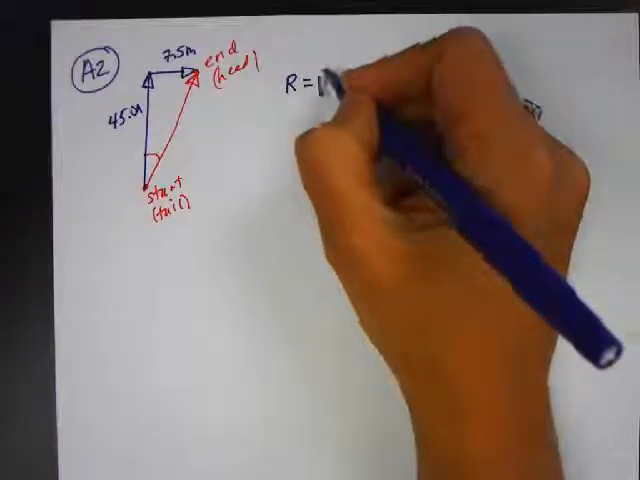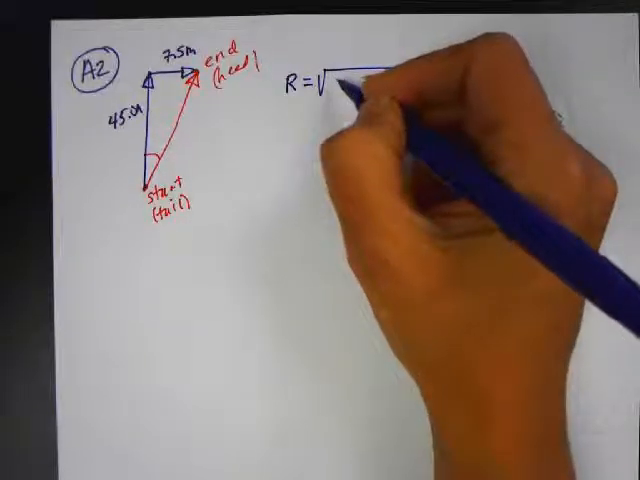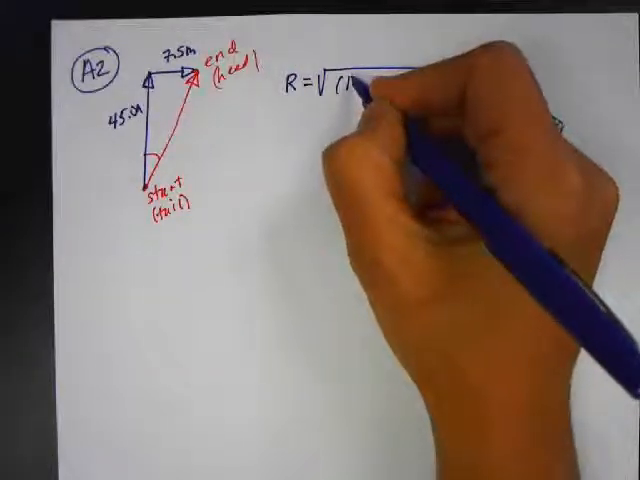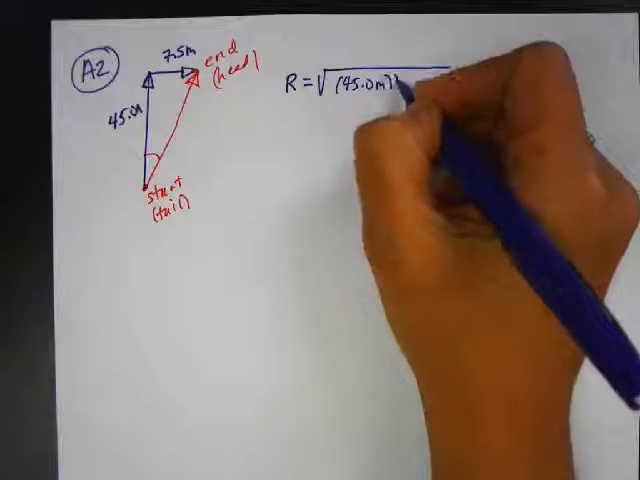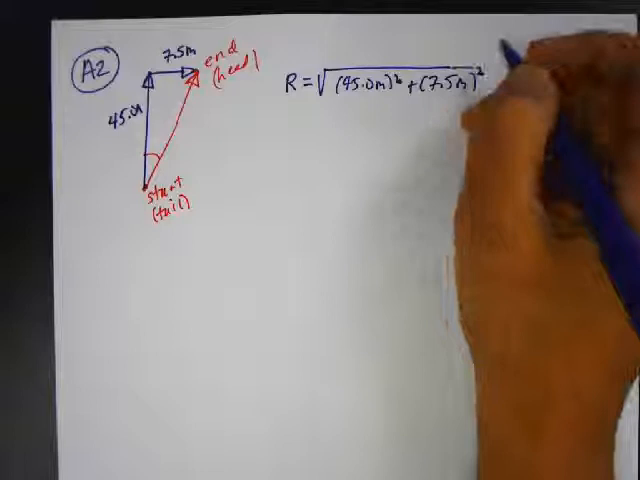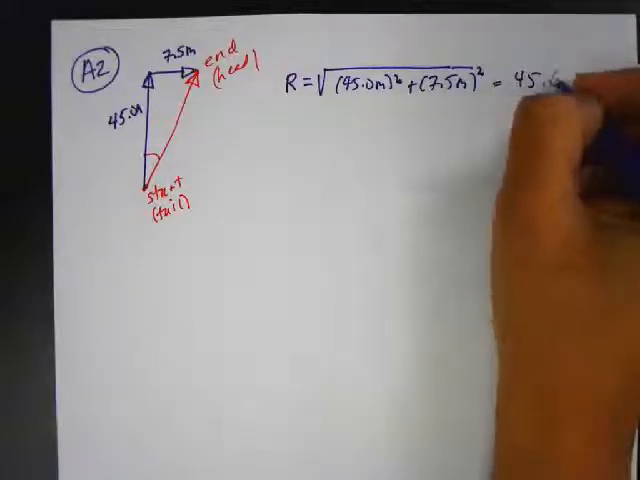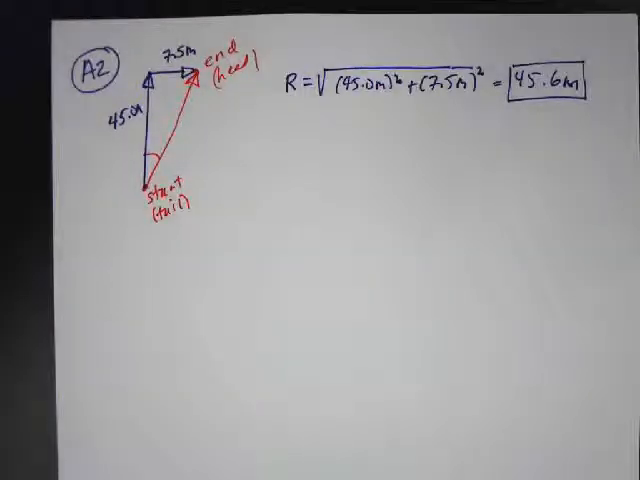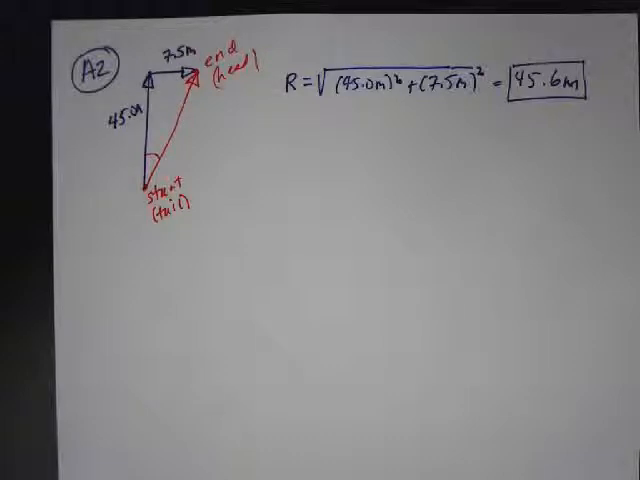So R is equal to the square root of 45 squared plus 7.5 meters squared. That comes out to be 45.6. Now remember, displacement is a vector quantity. It has to have both magnitude and direction. So my answer is not complete with just that number. I also need the angle. So where do I measure the angle from? You always measure the angle from the tail of the resultant.